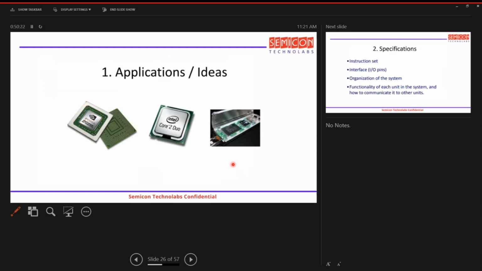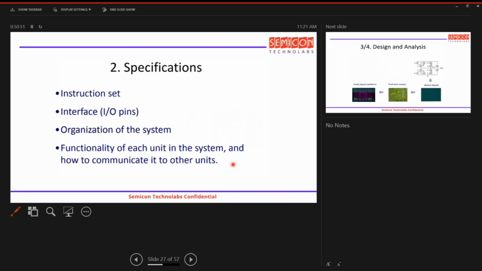All right. So, application or idea. Any idea, whether you want to design a medical application chip or an automobile chip or an aero industry related chip or a biomedical chip, consumer chip, industrial application chip. So many applications are there. First, we have to have clarity as to which application and what idea to serve which application. We should have clarity in the idea and application for which we are designing the chip. Once we are clear, we have to map that into specifications. It can be in the format of instruction set, interface, organization of the system, functionality of each unit in the system, and how to communicate with other units.